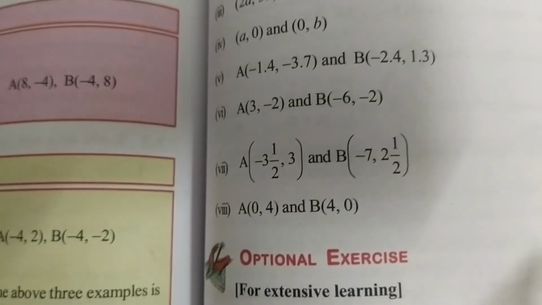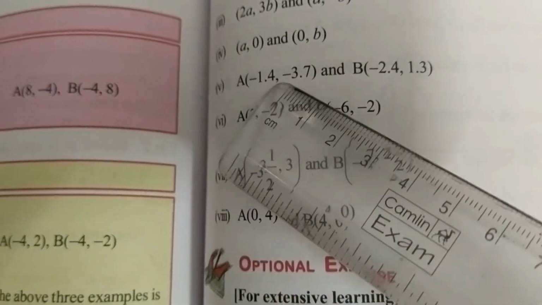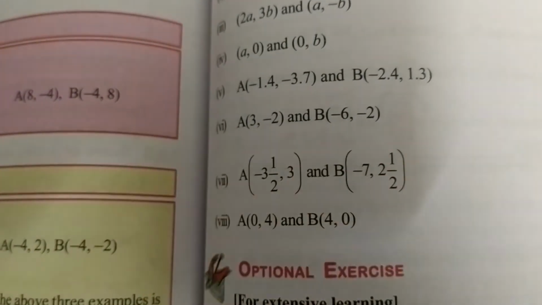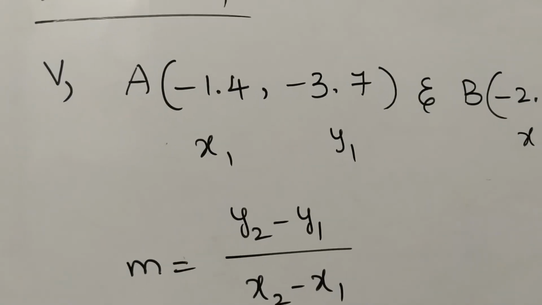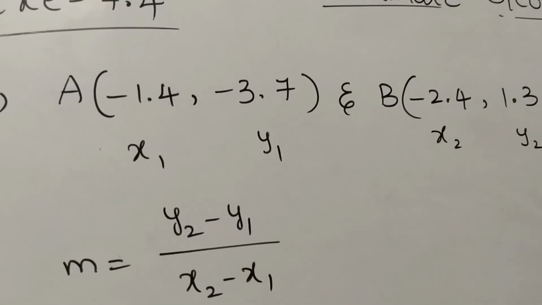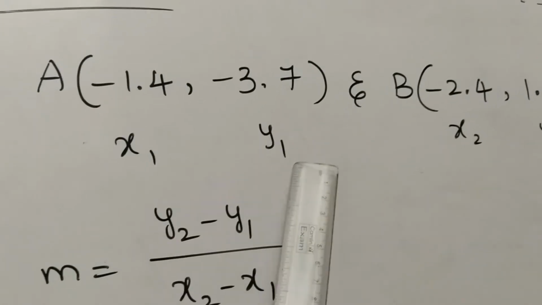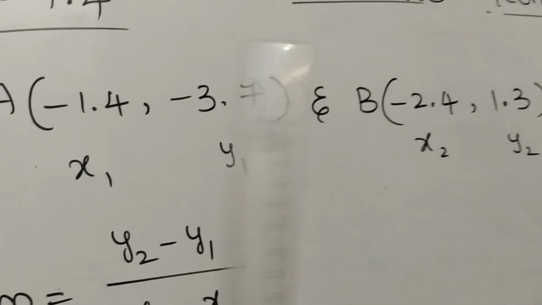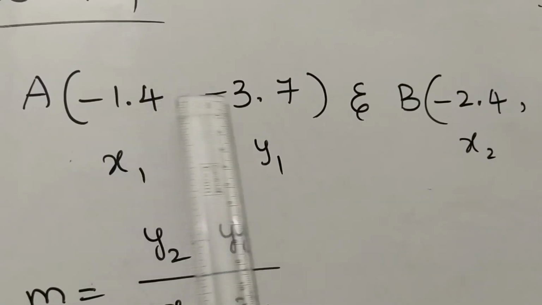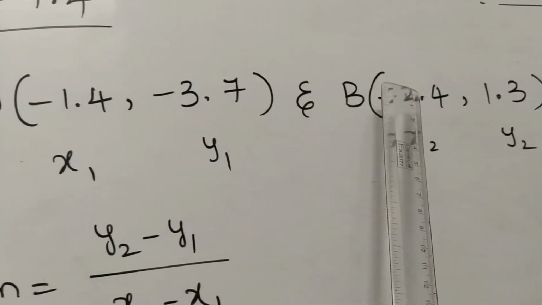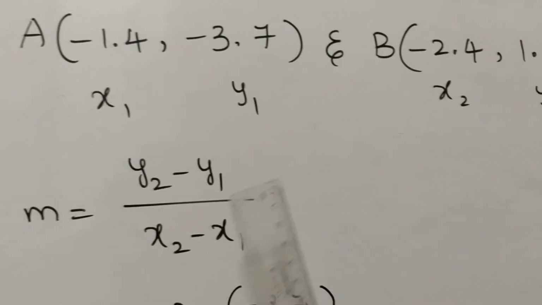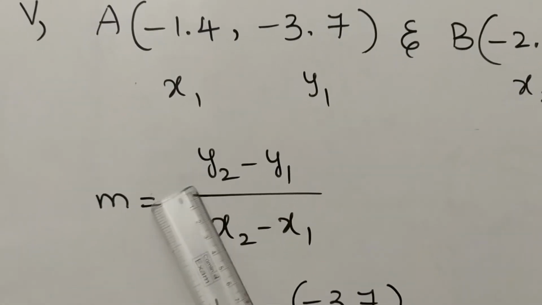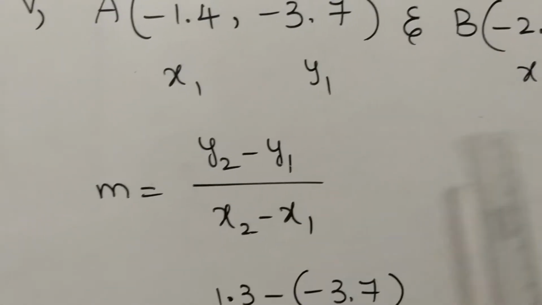Next I am taking the fifth question, students. See the solution. This is the solution of the fifth one. Here we take the given points as x1 y1 and x2 y2. What are the points given? Minus 1.4 comma minus 3.7 and minus 2.4 comma 1.3. So let us find the slope. M equals y2 minus y1 by x2 minus x1.